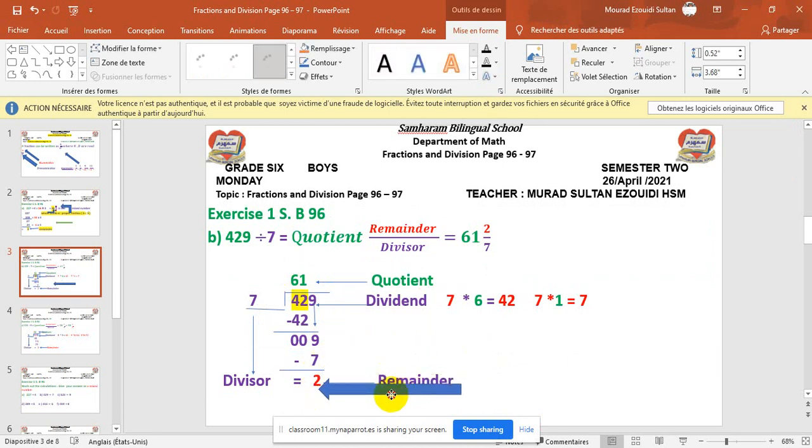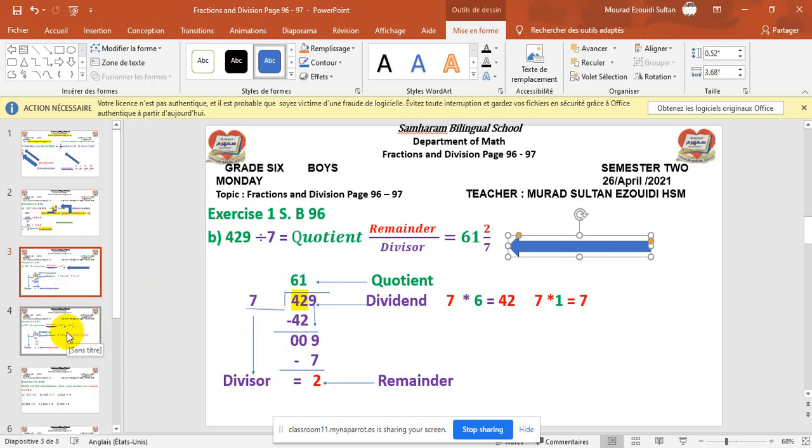So this one is called the remainder. This one is the dividend, this is the divisor and this is the quotient. So as a conclusion, the answer of 429 divided by 7 is 61 because the quotient is 61, and 2 over 7. 2 over 7 is a proper fraction simply because the value of the numerator 2 is less than the value of the denominator 7. So 2 is the remainder, 61 is the quotient, and the divisor has no change. Clear? I wish that everything is clear to my learners.